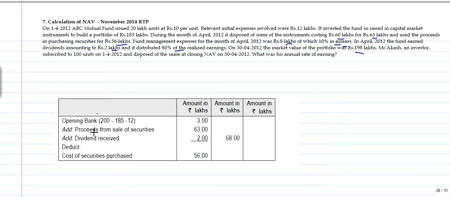Okay, so we'll calculate the opening cash or opening bank. 200 lakhs, he had 200 lakhs, correct? 20 into 10, 200 lakhs. He invested 185. There was an initial expense of 12 lakhs, so opening bank will be 3 lakh, correct. Then what are the incomes, inflows? Here is one inflow. Disposal of the instrument 63 lakhs, dividend received 2 lakh, here inflow. So total amount 68 lakh.